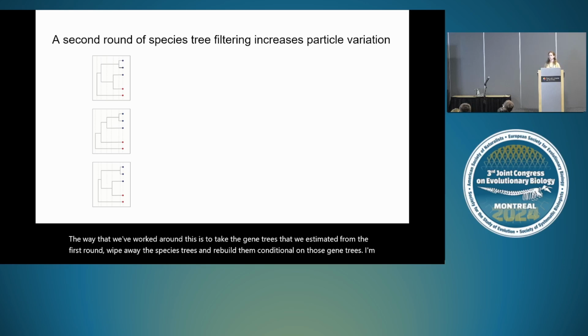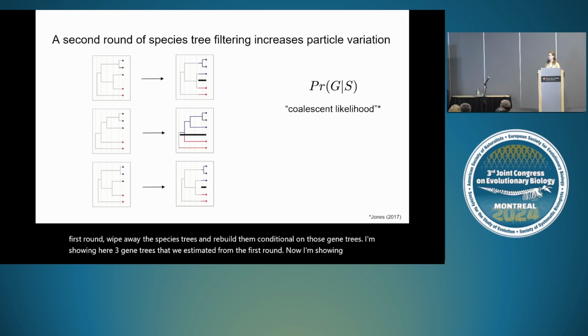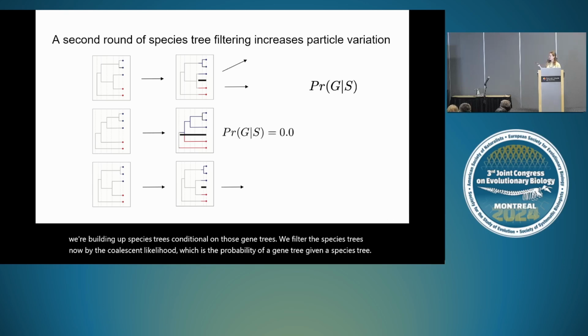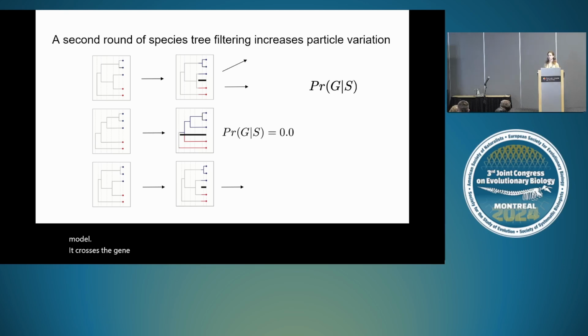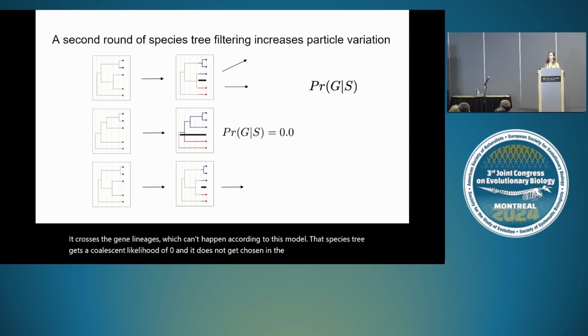I'm showing here 3 gene trees that we estimated from the first round, and now I'm showing how we're building up species trees conditional on those gene trees. We filter the species trees now by the coalescent likelihood, which is the probability of a gene tree given a species tree. You'll notice in that second particle, I've proposed a species barrier that's illegal under this model. It crosses the gene lineages, which can't happen according to this model. That species tree gets a coalescent likelihood of 0, and it does not get chosen in the resampling. So instead, here we choose to resample particles 1 and 3.